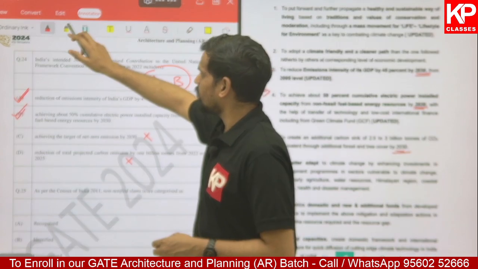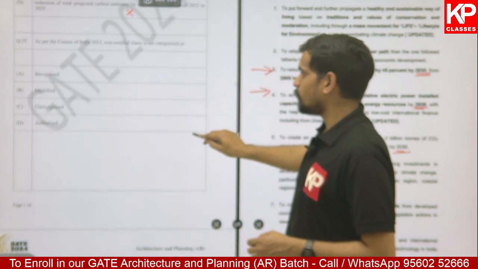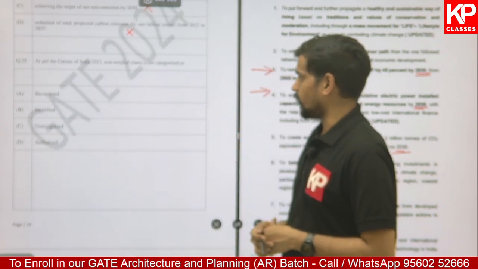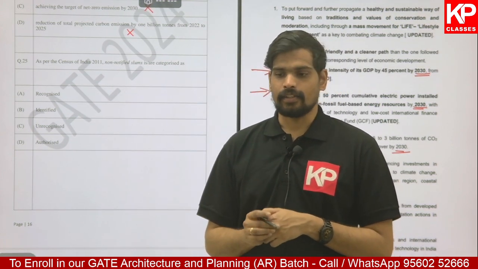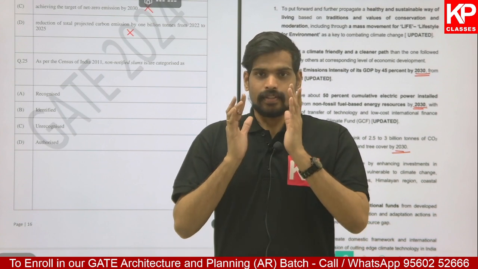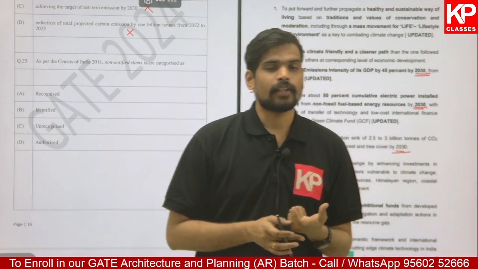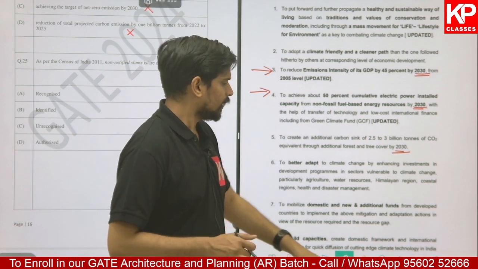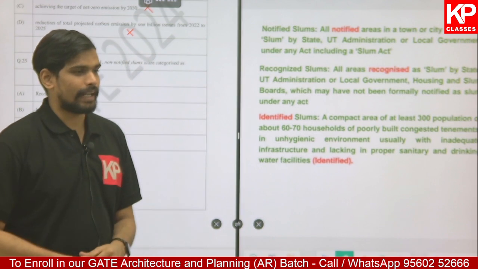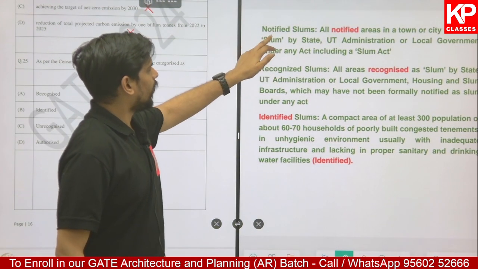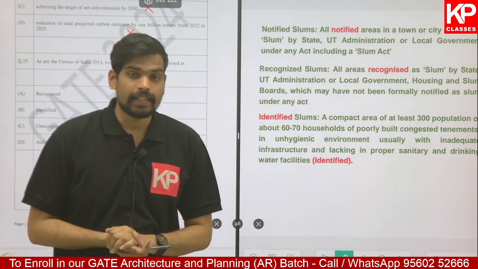That's question number 24. Moving on to the next one, question number 25. As per Census of India 2011, non-notified slums are categorized as, now slums as per census have three categories or types. Slums have been classified into three categories under Census of India 2011. The first one is notified slums. The second is recognized slums. The third is identified slums.